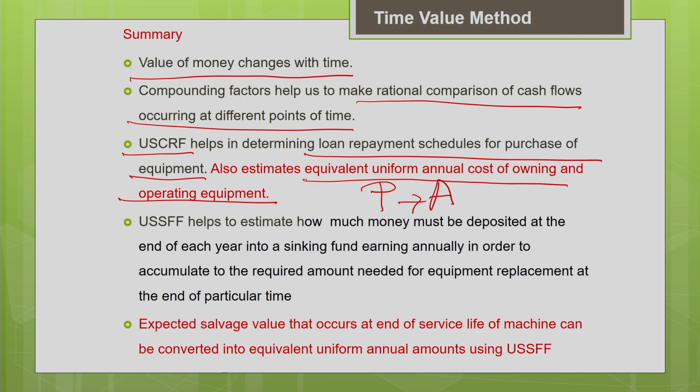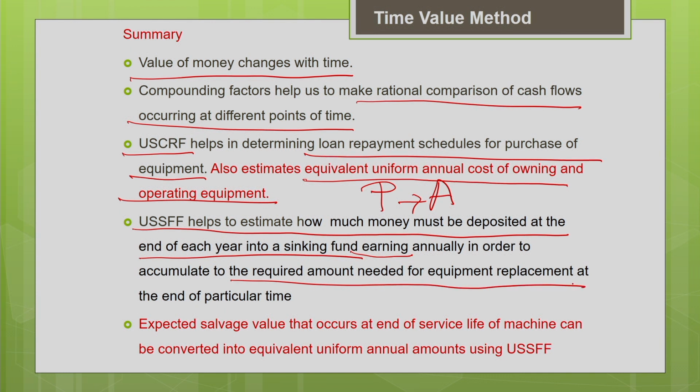Hope you remember. Similarly, the uniform series sinking fund factor helps to estimate how much money must be deposited at the end of each year into the sinking fund earning interest annually in order to accumulate to the required amount needed for the equipment replacement at the end of the particular time. I told you about the sinking fund. Generally when we plan for the purchase of new equipment or replacement of the old equipment with a new machine, we deposit some amount of money into a pool of funds called a sinking fund every year.